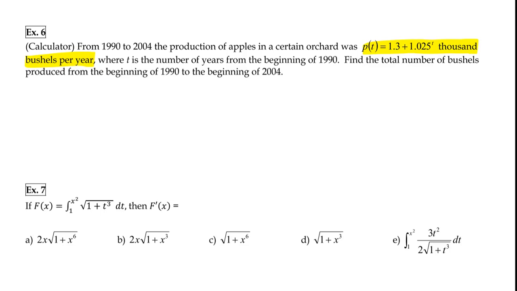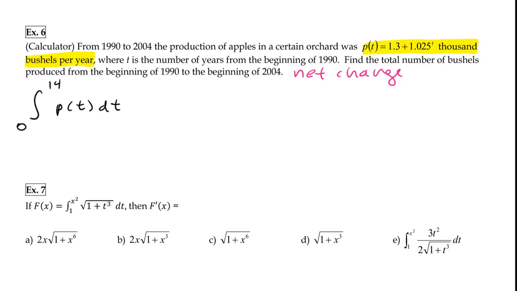Take a second and pause it. Okay, hopefully you got this, that they want net change. So all we have to do to get net change is we are going to integrate. They said we could use our calculator. Now, they said T is the number of years in 1990. So 1990 is 0, which would make 2004 14. You could go ahead and write the whole function out, or you can just write P of T dt because that's what they named it.